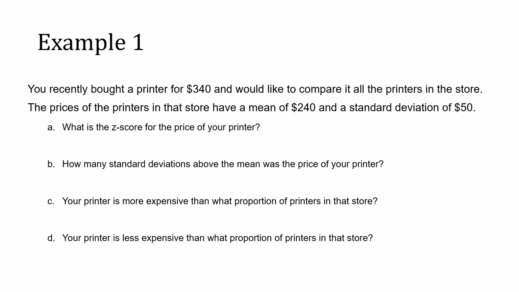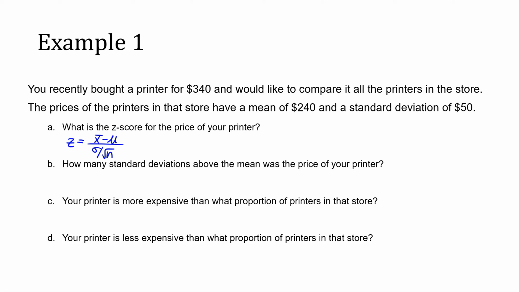Example 1. You recently bought a printer for $340 and would like to compare it to all the printers in the store. The prices of the printers in that store have a mean of $240 and a standard deviation of $50. A. What is the z-score for the price of your printer? So we know the z-score formula is equal to x bar minus mu, divided by sigma divided by the square root of n. So based off of the example, let's identify what our variables are.